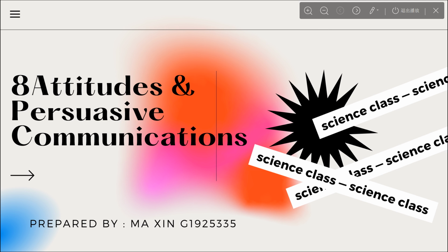And number five, fear appeals. So what are fear appeals? Findings generally show a positive relationship between intensity of fear and the amount of attitude change if recommendations for action are explicit and possible, but a negative reaction otherwise.